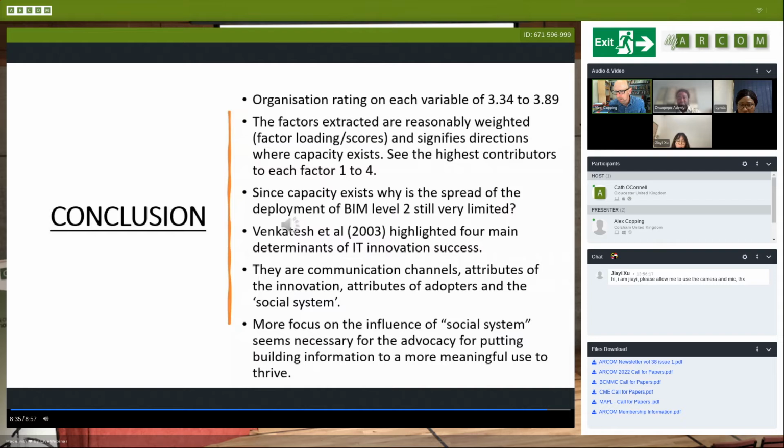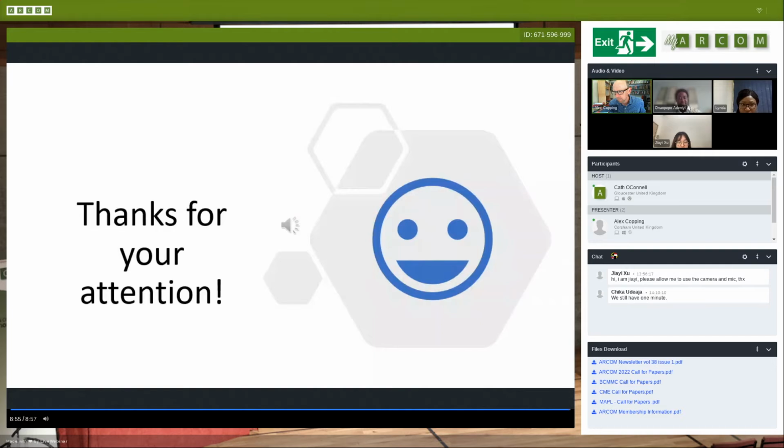It seems there needs to be more focus on the influence of the social system, and this might help even the advocacy for putting to use building information in a more meaningful way. Thanks for your attention.